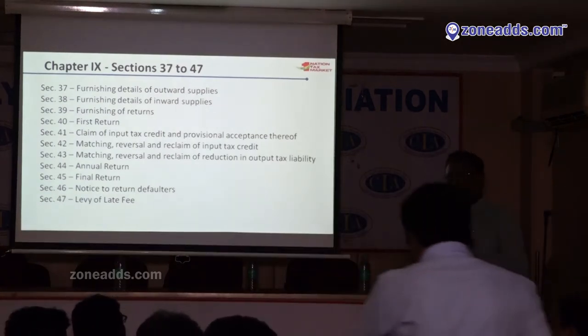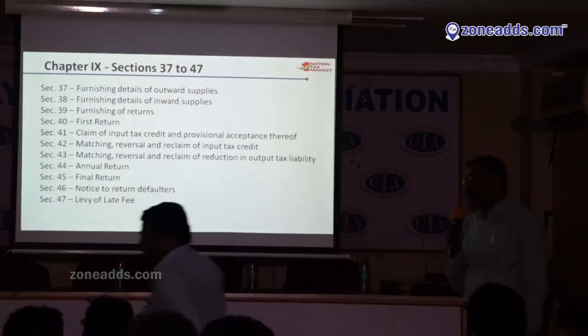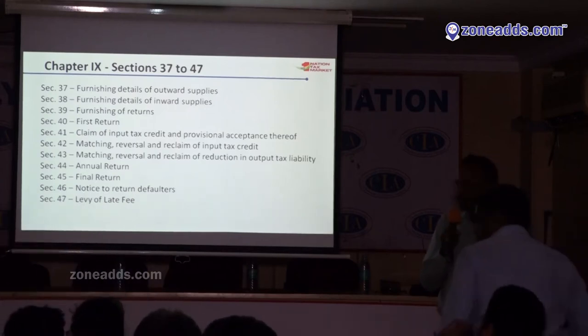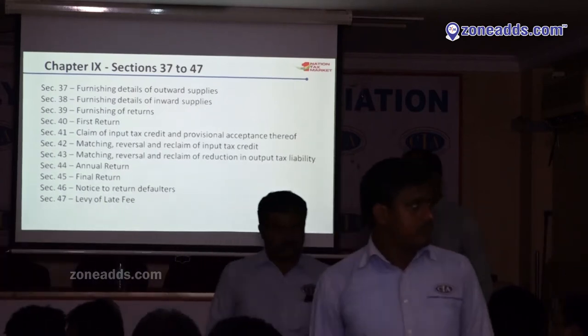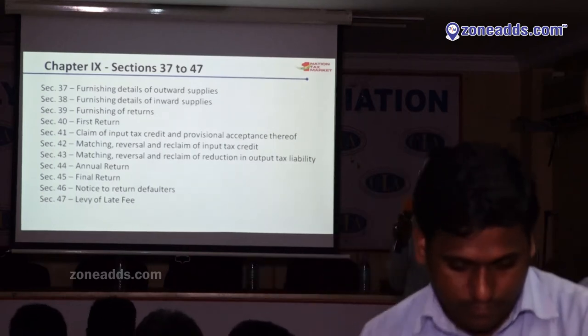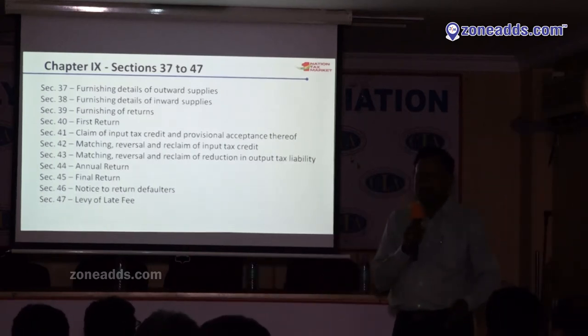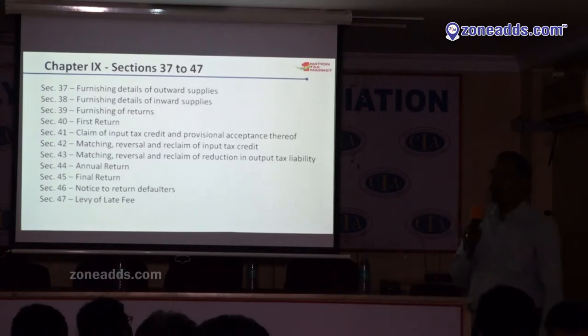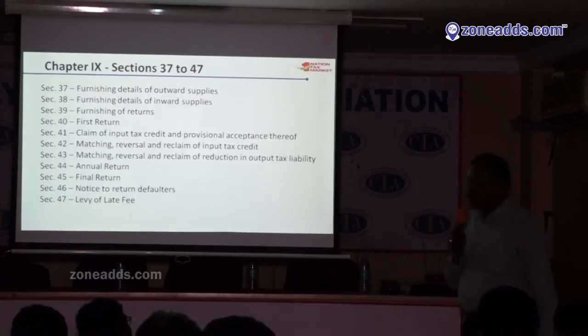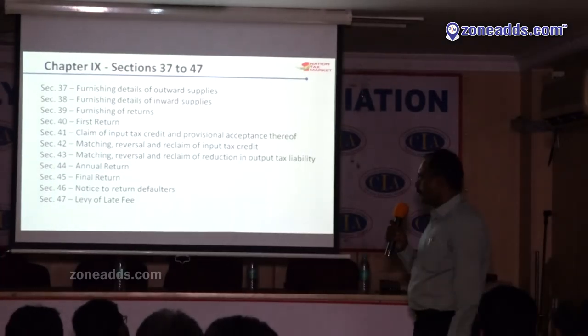If there are any errors or inconsistencies in the monthly returns filed by you, you can make good in the section 44 annual return, that is the GST return, that is not yet announced by the government. We had that the pro forma was approved in the recent 28th GST council meeting, that will be announced and we have sufficient time to file them.